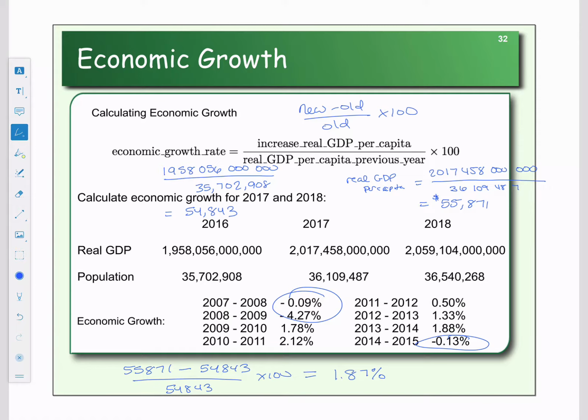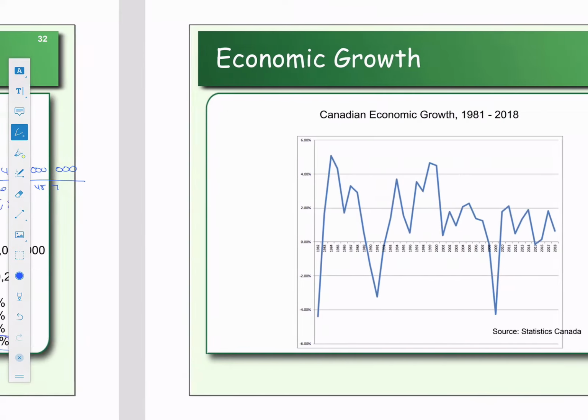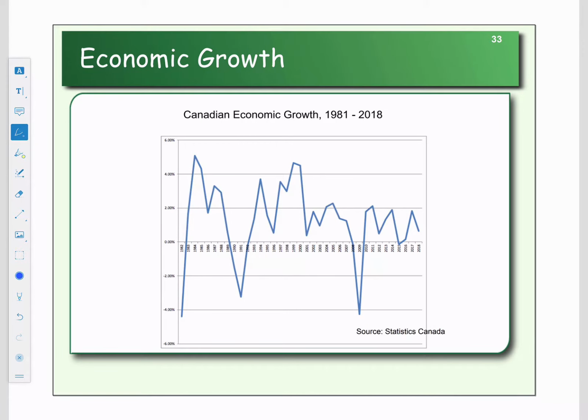All right, well, what about 2017 to 2018? Same type of calculation. We take our real GDP, divide it by the population, and then look at how it changes between the 2 years. So give that calculation a try and see if you can figure out how much the economy is growing. If we want to look at growth over time, you can see here economic growth back to 1981. And again, these negative economic growth periods are recessions that we've gone through.